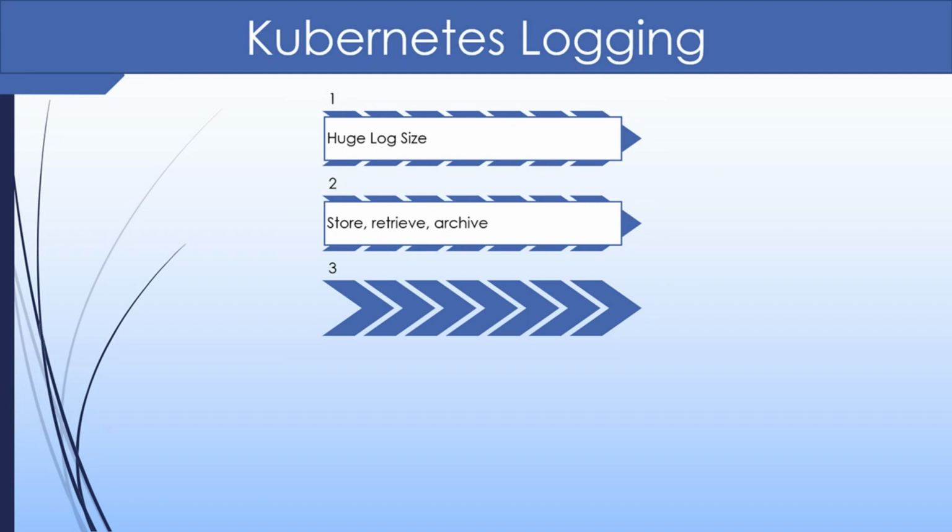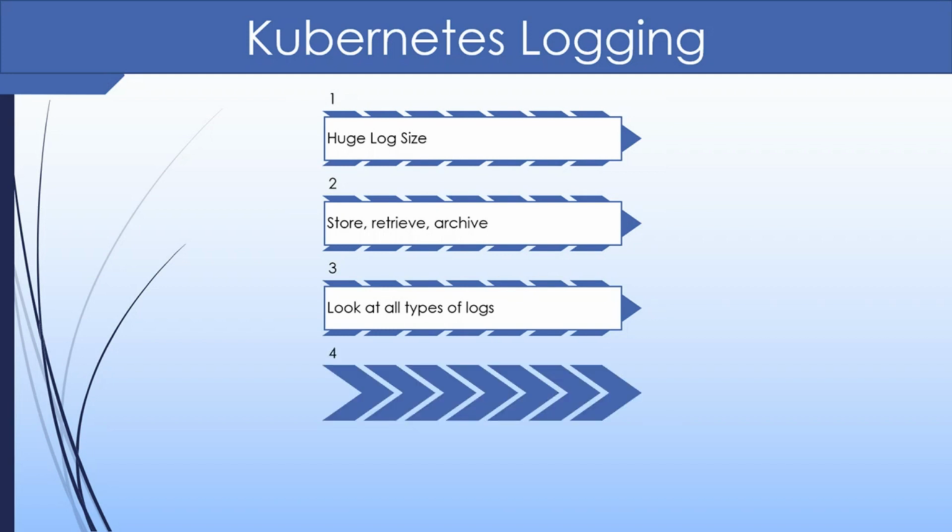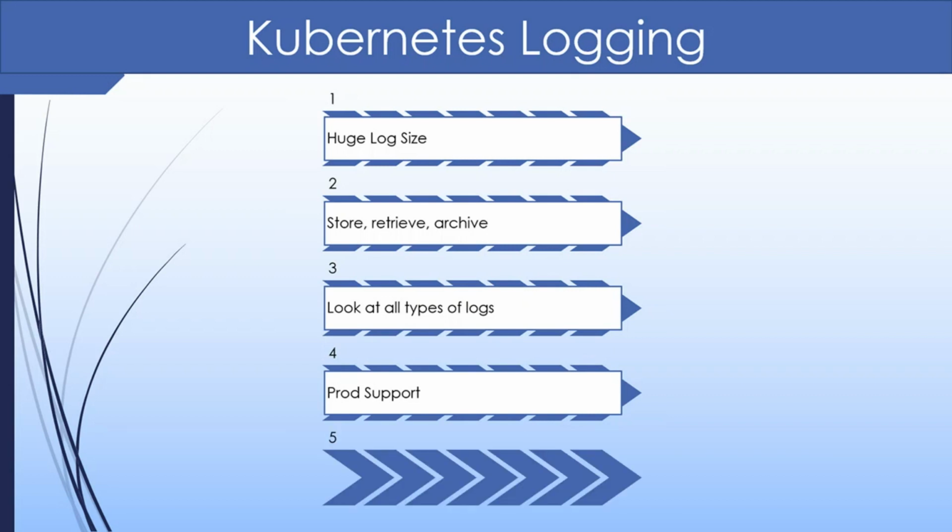3. There are various kinds of logs such as application logs, access logs, and system logs. We need a centralized place to look at all logs. 4. The production support might need to be given access to look at logs without being given access to the actual cluster. 5. The logs need to be preserved even if the application crashes or gets deleted. All of the above problems can be solved by using an efficient logging system.